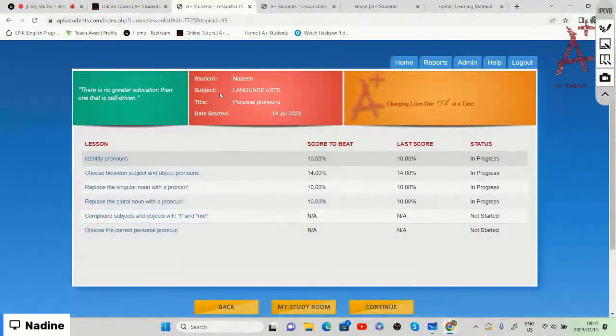All right, so we did the lesson on personal pronouns today, and we were able to identify pronouns, choose between subject and object pronouns. We also replace the singular as well as plural nouns with the correct pronouns, right? So, grade two, that is the end of our lesson today on personal pronouns.